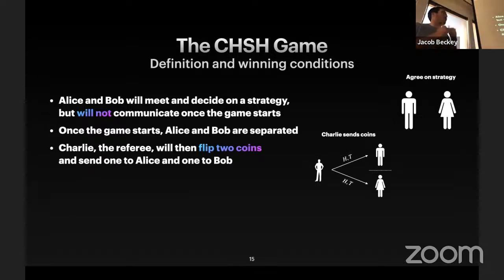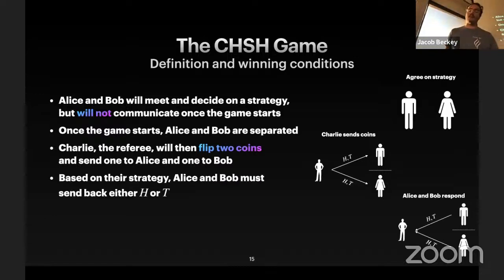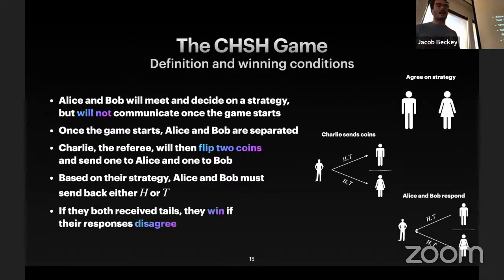Charlie, the third party, is going to be a referee. He's going to have 2 coins. He's going to flip them, and whatever he gets, he's just going to send to Alice and send to Bob, and they're going to receive these coins. Okay, so 2 coins, assume fair coins. And then Alice and Bob, based on the strategy that they agreed on, are going to respond. Their response is either going to be heads or tails. It doesn't sound like that fun of a game, but if you bear with me, I think the conclusion is pretty cool, though it does seem like a contrived game.